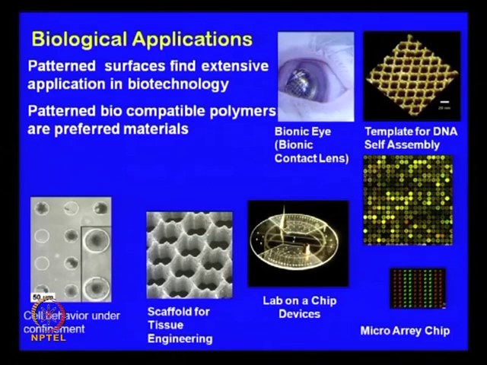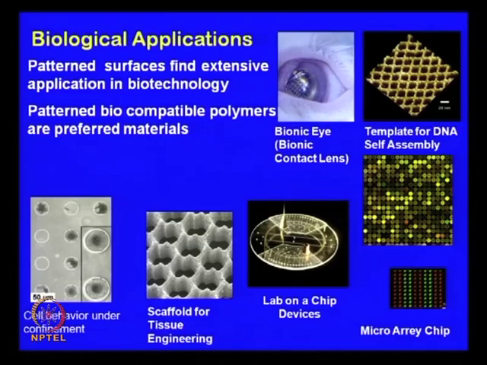Now, before moving on to those aspects, let me also tell you that patterned polymer films or patterned surfaces find a whole lot of application in biological areas. For example, the bionic eye, which promises a bionic contact lens, promises people with a retinal defect to have vision back. Template for DNA assembly, lab on a chip devices, which is essentially a combination of biotechnological application and microfluidic application. Cell behavior, scaffolds for studying cell behavior under confinement, scaffolds for tissue engineering and stem cell research, microchip array to investigate in situ DNA hybridization. All these application areas require topographically patterned surfaces.